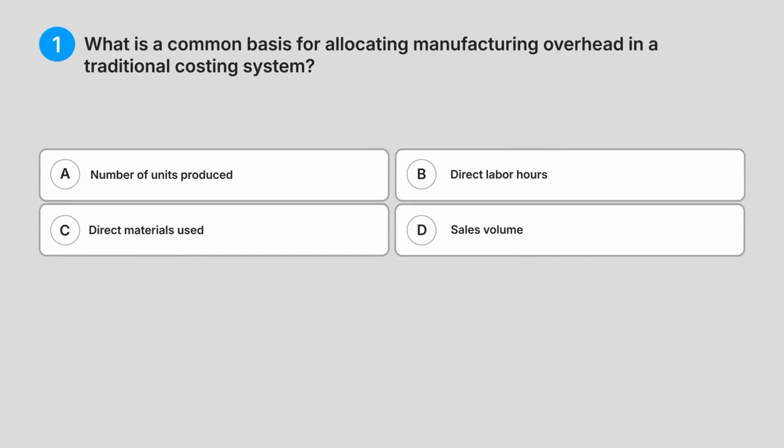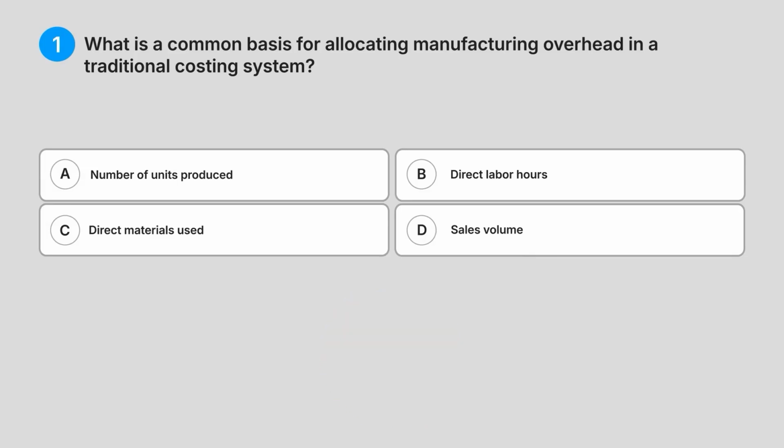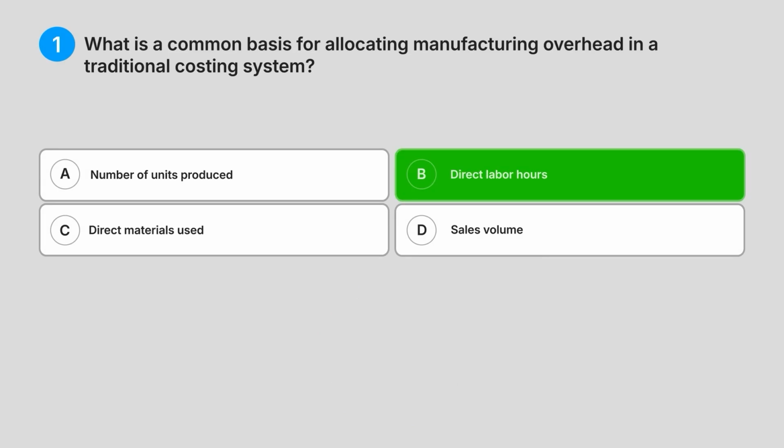1. What is a common basis for allocating manufacturing overhead in a traditional costing system? A. Number of units produced. B. Direct labour hours. C. Direct materials used. D. Sales volume. Do you know the answer? Correct answer, B. Direct labour hours.